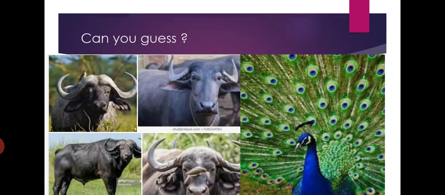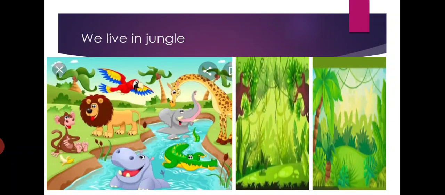There are two groups of animals. First is wild animals. That means they live in the jungle. So here is a picture of a jungle, and here are some animals which are living in the jungle. Could you find out which animals these are?